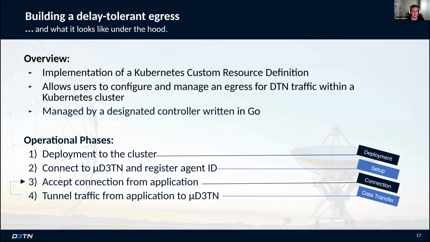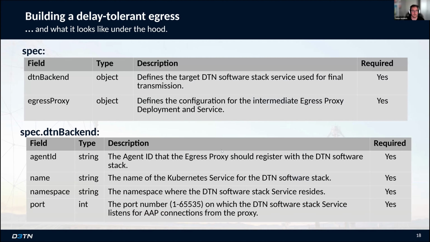This is basically all the proxy needs to do. It will then wait for a connection from an application which wants to send data over the DTN, and then basically just tunnel this traffic to micro-DTN. Once the connection is done, it's closed, and it goes back to waiting for a new connection. So pretty simple. The spec is also pretty simple.